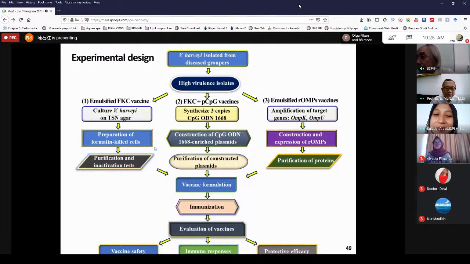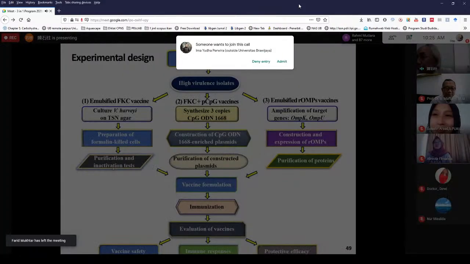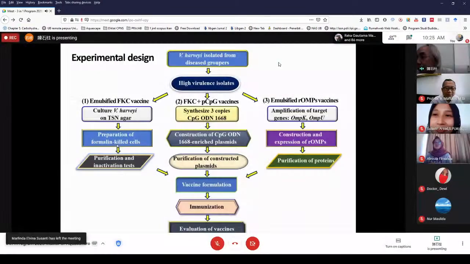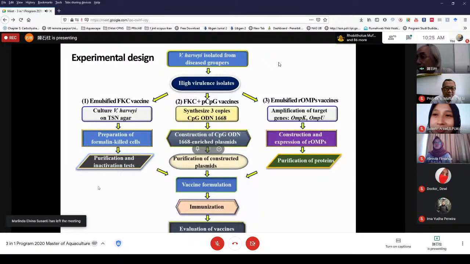Okay, this slide is showing we have a formulation, three different kinds of vaccine here, right? So on the left-hand side, you can see here, we emulsify the formalin-killed cell vaccine. It means after culture, we inactivate with formalin, then purification and inactivation. And it should be checked that the vaccine is safe. All bacteria must be killed by the formalin, otherwise the injection will be dangerous. So you should have a safety test.